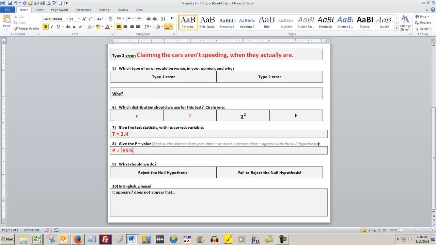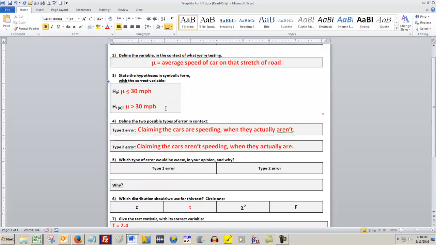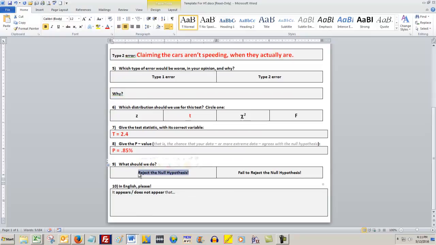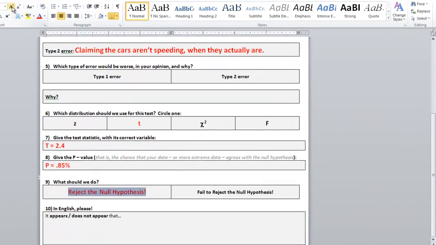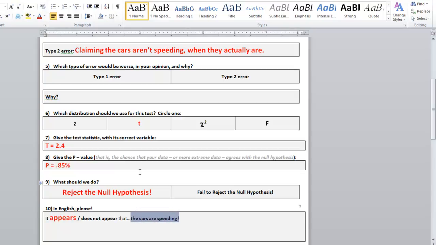It's a small p-value. A small p-value, going back to everything we've been talking about since, I don't know, 3 or 4 weeks ago, makes it easier to believe the research hypothesis, which means we should reject the null because the research is looking pretty good, which means that it appears that the cars are speeding. Now, this is statistical. It appears that the cars are speeding in a statistically significant way.